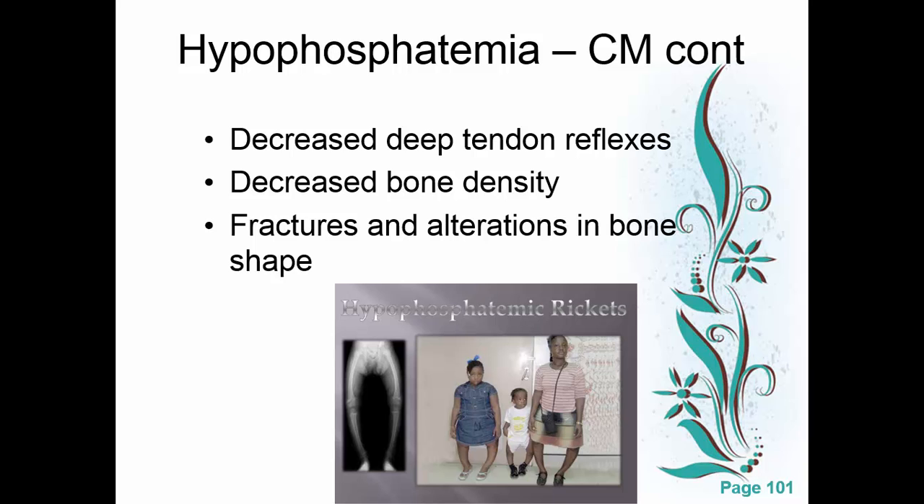They will have decreased deep tendon reflex, decreased bone density, fractures and alterations in bone shape. And so there is such a thing as hypophosphatemic rickets. And so that's what causes those deformities in the legs because the bones are deformed.